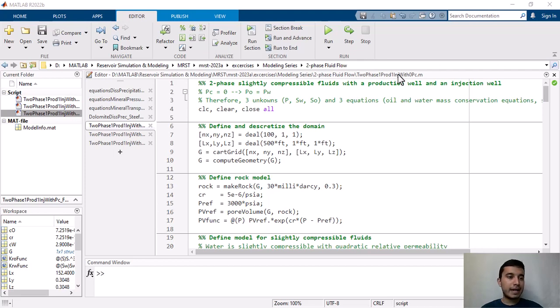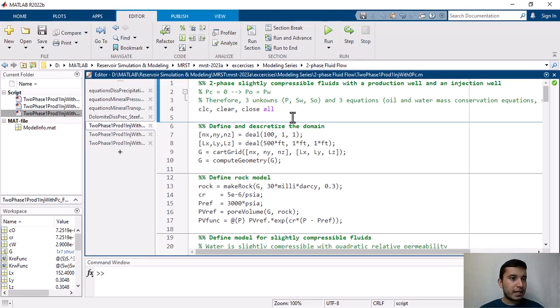great. In the next part, which is the second part, I'll talk about two-phase fluid flow modeling, but I'm going to consider the effect of capillary pressure. All right, and in the third part, I'll model two-phase fluid flow in a fractured porous medium. All right, so let's get started.